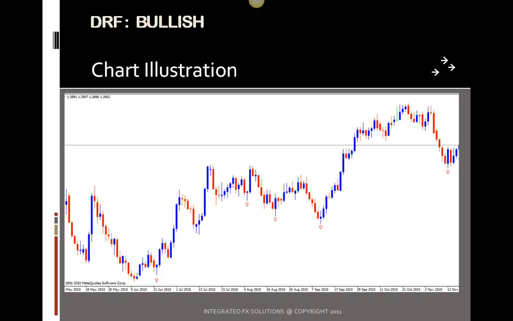This is a chart illustration of bullish DRF. We have 1, 2, 3, 4, 5. 5 bullish DRF as indicated by the arrows. And for each of the DRF, we'll see how the trend was reversed. We can see a retracement, and after the DRF we see a trend continuation or reversal. That's how strong and how reliable these candlesticks are.